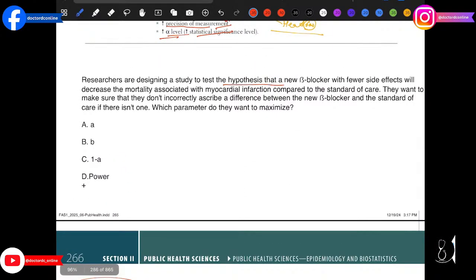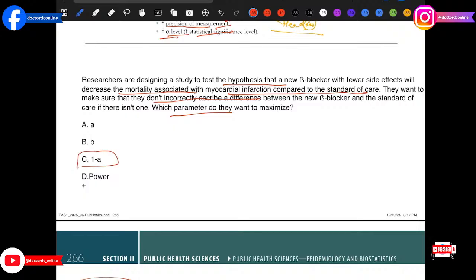Researchers are designing a study to test if a new beta blocker reduces side effects and improves survival in MI patients compared to standard care. They want to avoid saying there's a difference when there really isn't one. Which parameter do they want to maximize? A. Alpha, B. Beta, C. 1 minus alpha, D. Power.